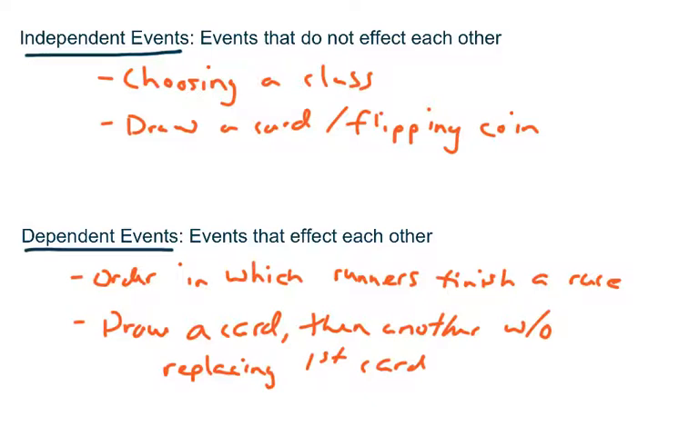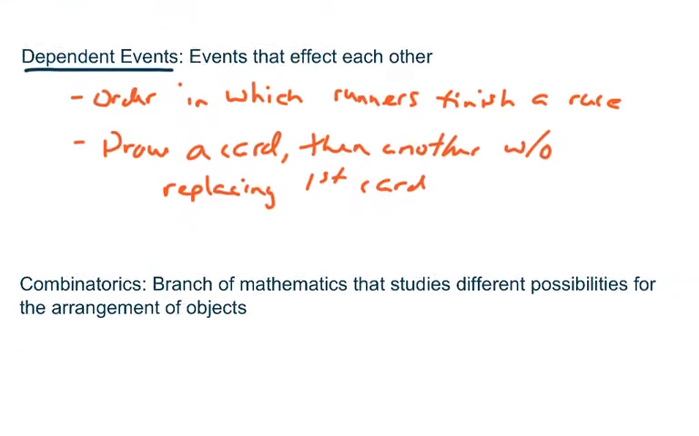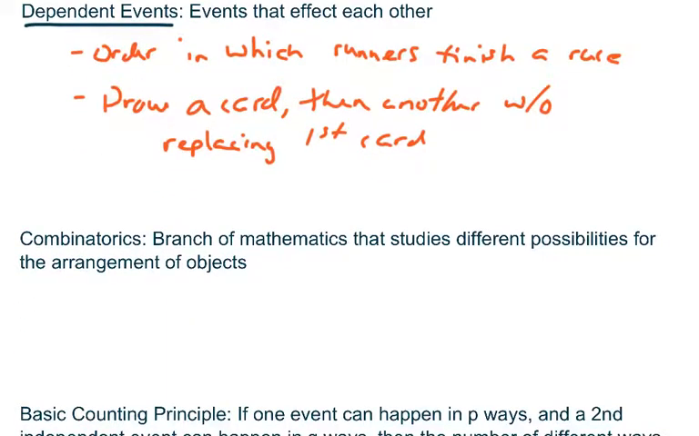Section 1 is more of an introductory section. We won't focus too much on independent or dependent. But independent events and dependent events are just a small portion of what's called combinatorics. And really that's what we're going to be studying here. That's what our focus is going to be on in Chapter 13, is combinatorics. Combinatorics is a branch of mathematics that studies different possibilities for the arrangement of objects.